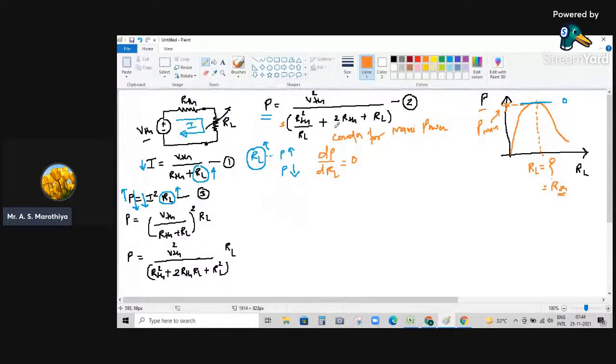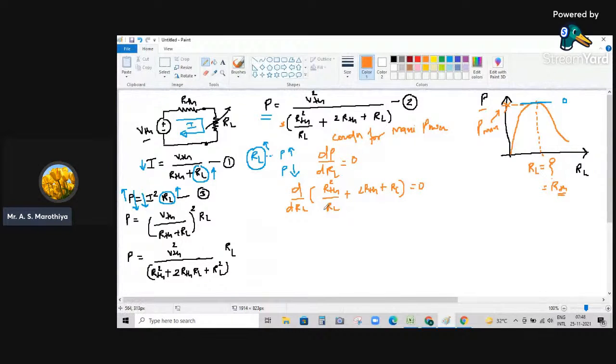And again, to find out the minimum condition, we need to apply the same logic. That means the slope of this denominator function is going to be 0 at the minimum condition, because it is going to be flat, parallel to your x-axis. So applying that logic, I can write d by dRL of the denominator function, which is RTH square divided by RL plus 2 times RTH plus RL. This is going to be equal to what?